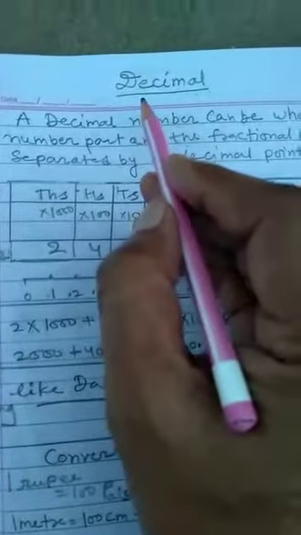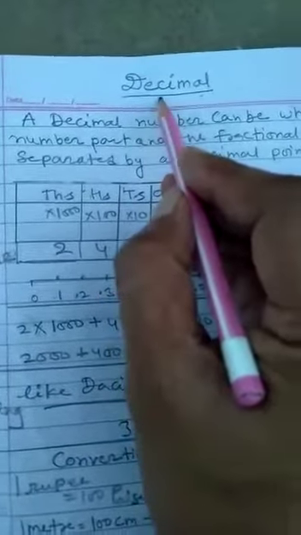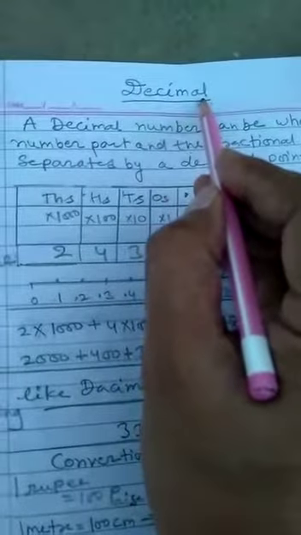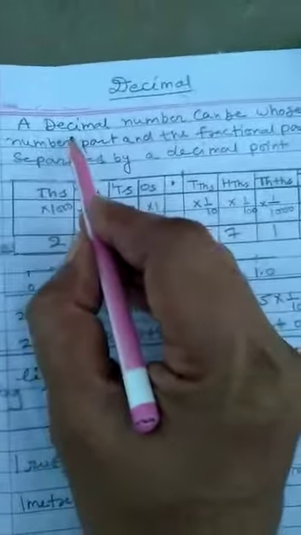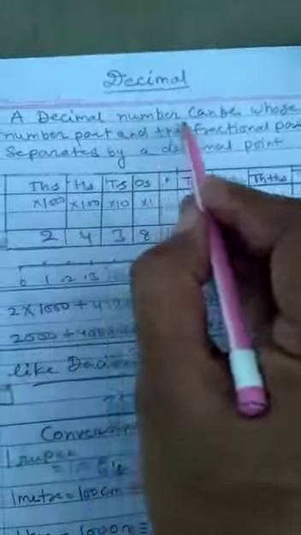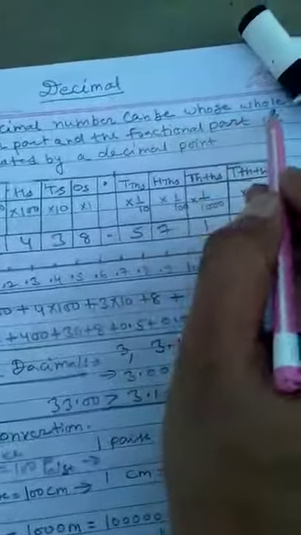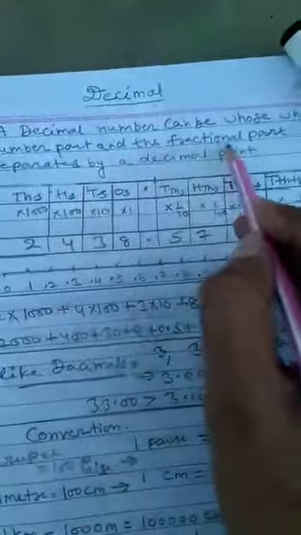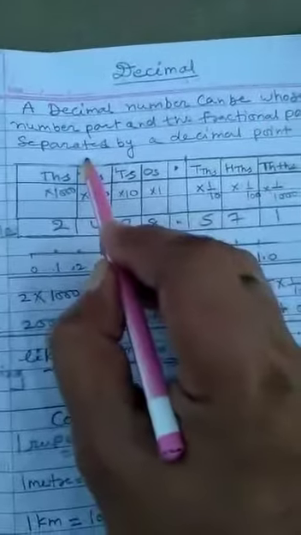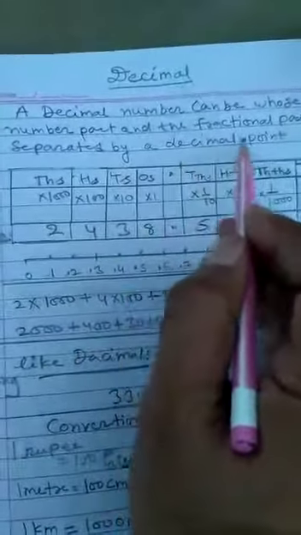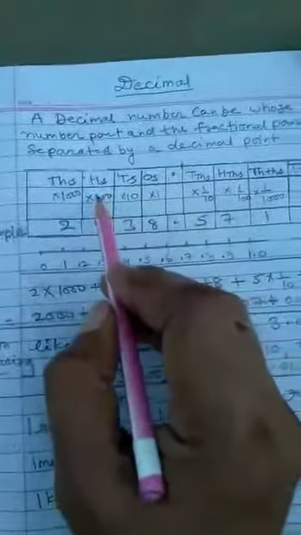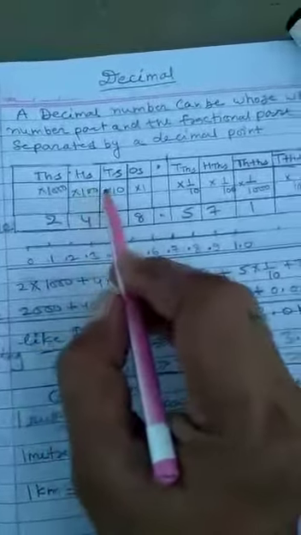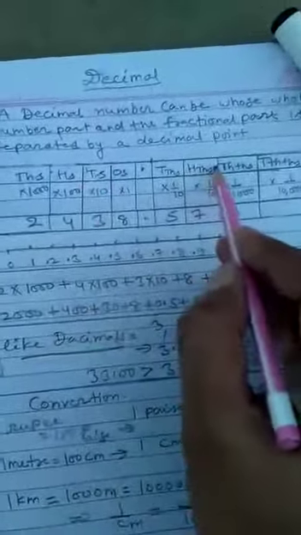Hello students, today we learn about decimal numbers. A decimal number has a whole number part and a fractional part separated by a decimal point. We can understand it by the place value chart.